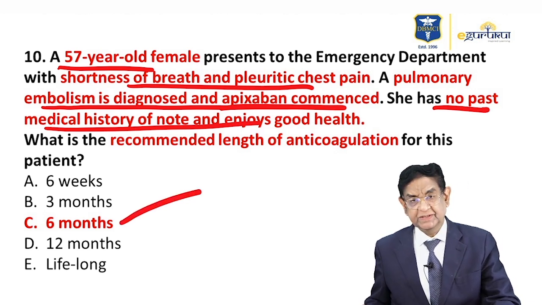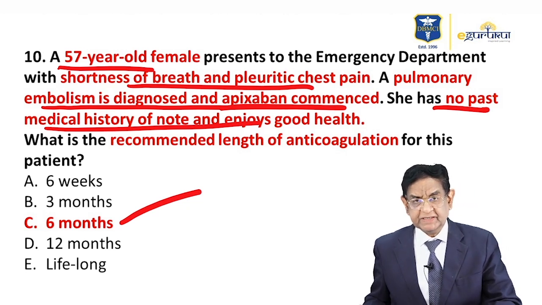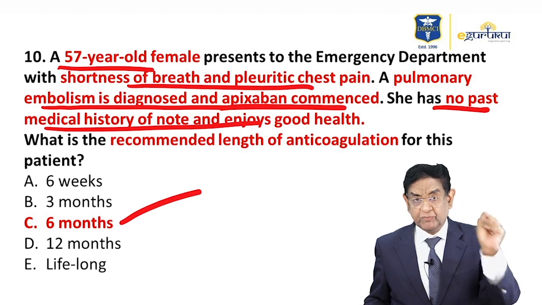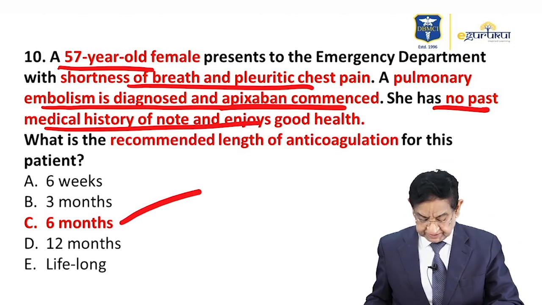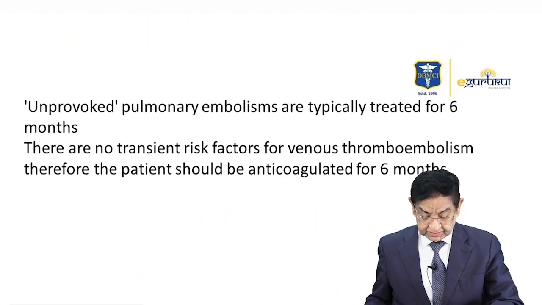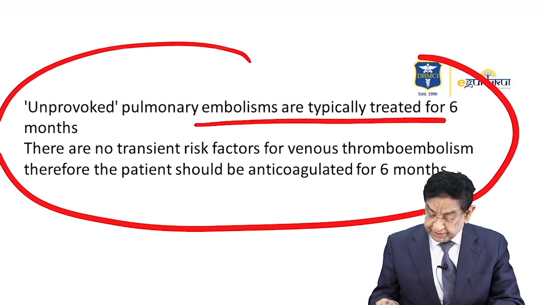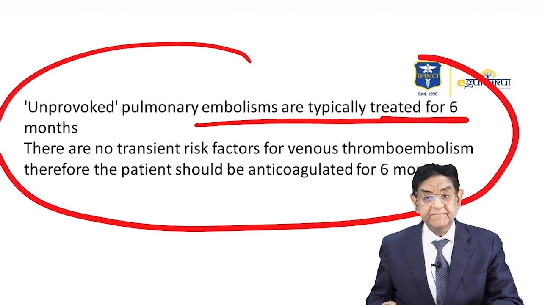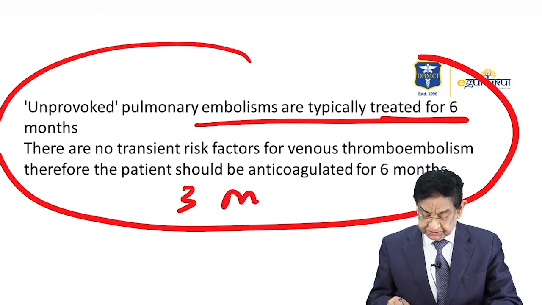6 months. In one of the previous questions, we had a patient with a hysterectomy, and we gave treatment for 3 months. That was provoked. This is unprovoked. We give for 6 months. So friends, golden line to remember: unprovoked should be given for 6 months, and provoked should be given for 3 months.